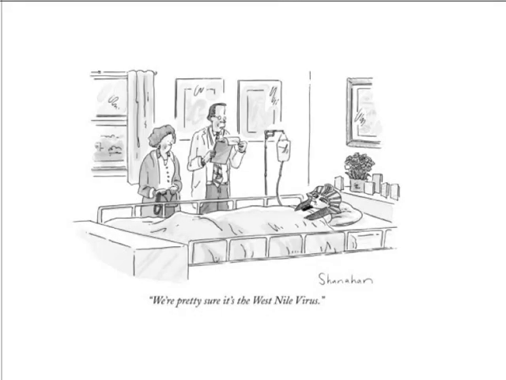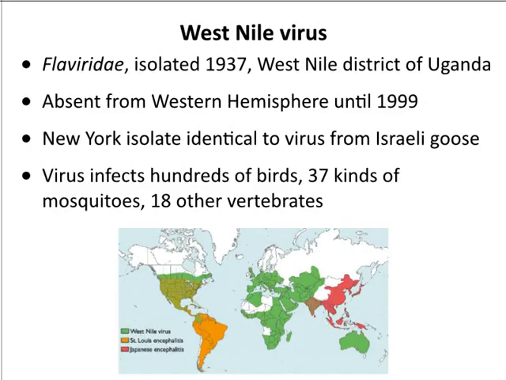All right, last virus is West Nile. I like this cartoon. So West Nile actually was not isolated in Egypt. It was isolated in the West Nile district of Uganda in 1937, and was not present in the Western Hemisphere until 1999. It arrived here in New York City, and its sequence is identical. The New York isolate is just the same as a virus isolated from a goose in Israel.